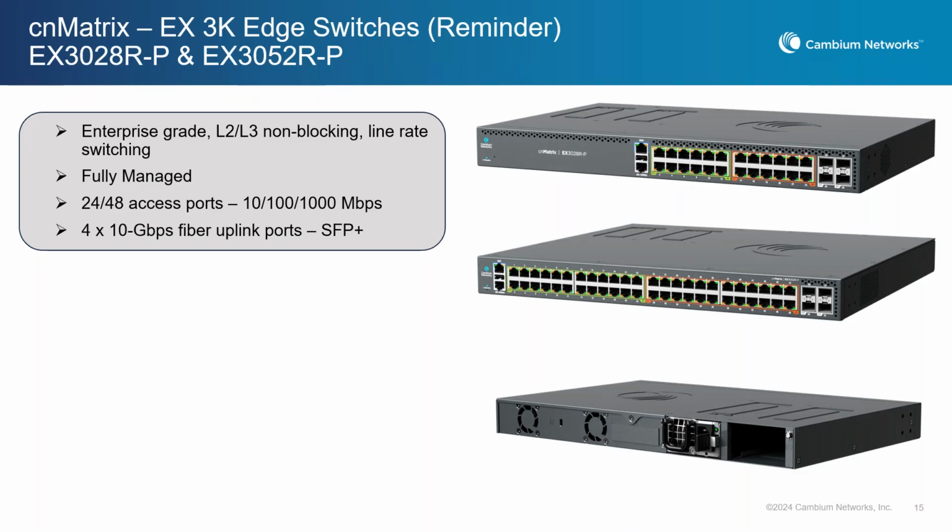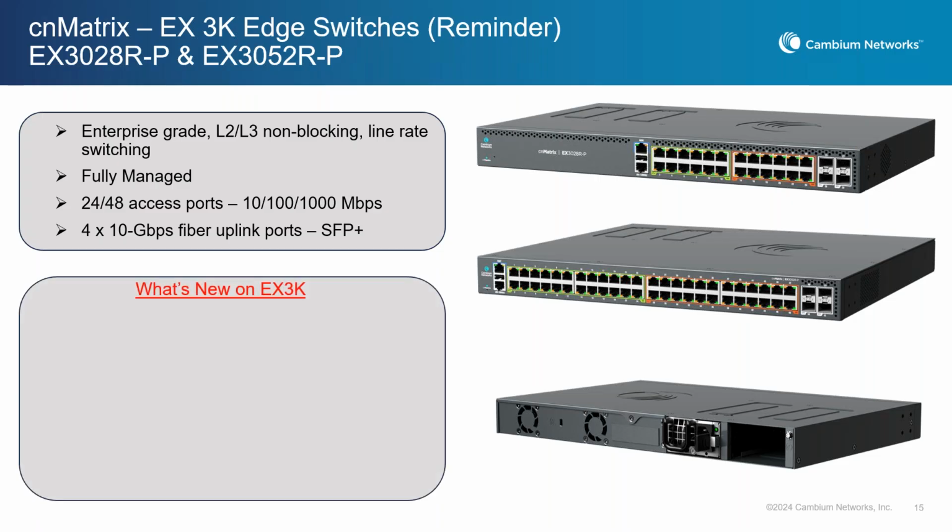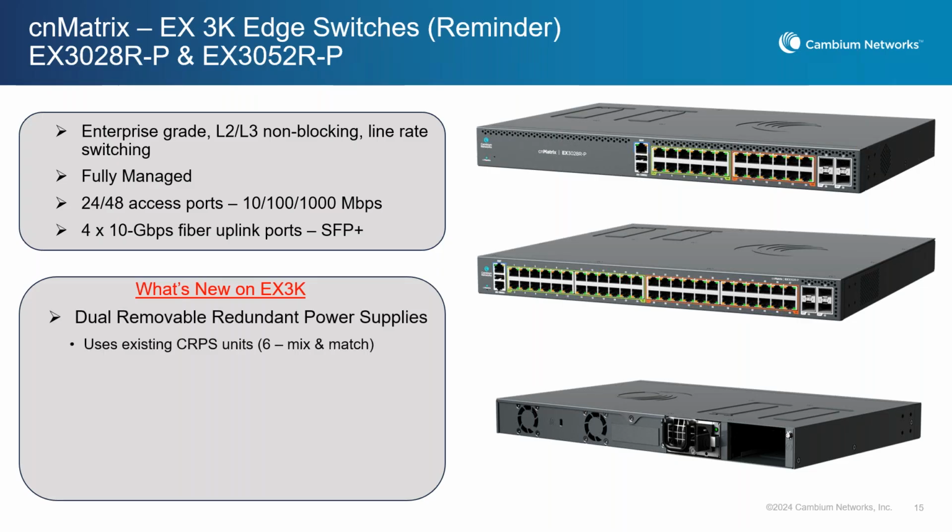So let me give you a little refresher on the two EX3K edge switches that are shipping today. Again, these have been shipping for about 18 months. On the surface, they're pretty typical switches. We have a 24 port and a 48 port with 4 10 gig fiber uplinks. These switches, of course, are enterprise grade, L2, L3 line rate switching with no blocking. So that sounds very similar to our EX2K switches, but what's new and unique on these 3K switches are the dual removable redundant power supplies that I mentioned.